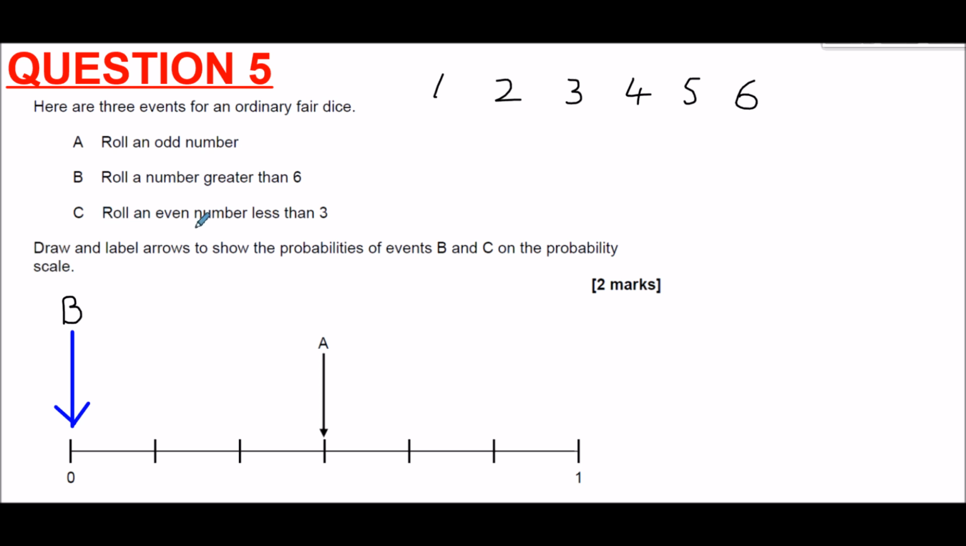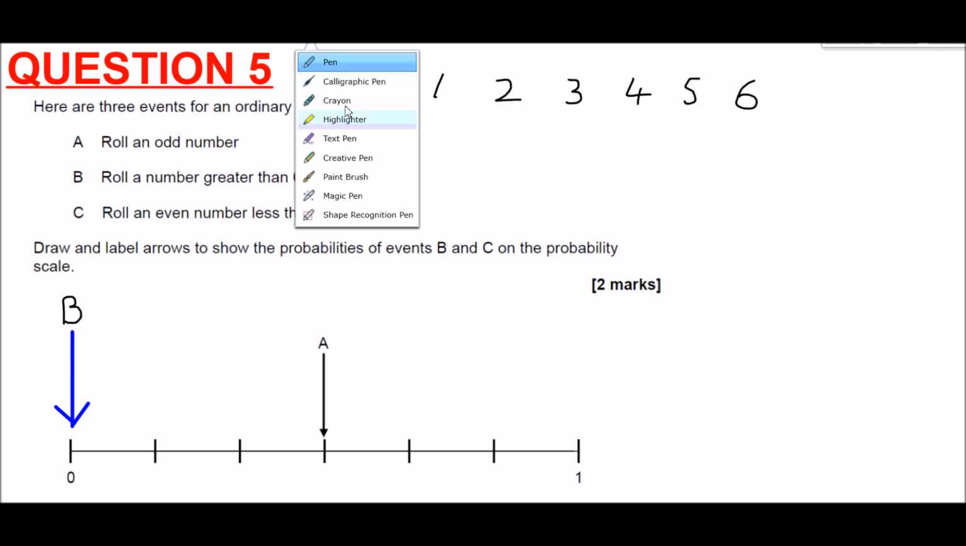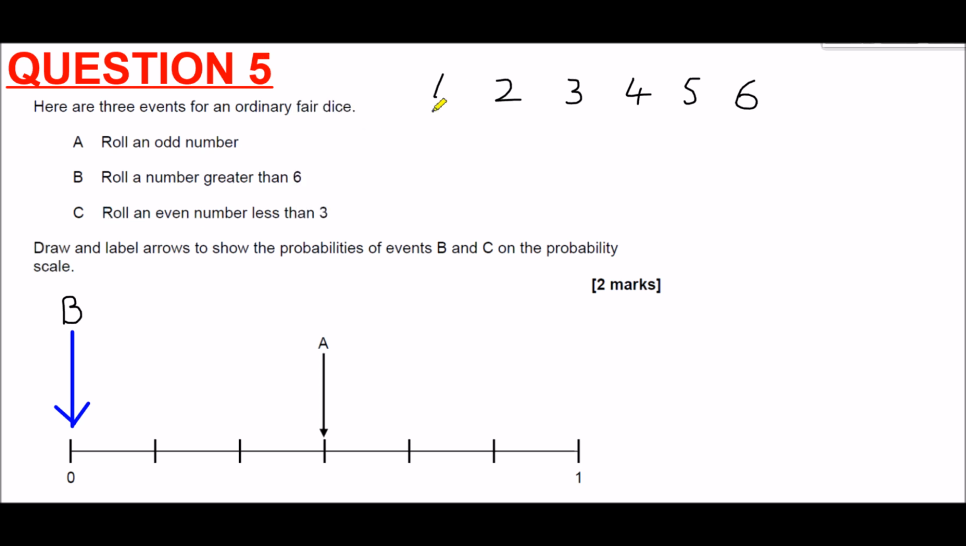C, it says roll an even number less than 3. So let's have a look at the numbers on a dice. Less than a 3, how many numbers are even? Well, numbers less than 3 is only 1 or 2. 1's odd, only 2's even. And so the total number of even numbers less than 3, there's just one number out of a total of your 6 numbers on a dice. So the probability of C is 1/6.